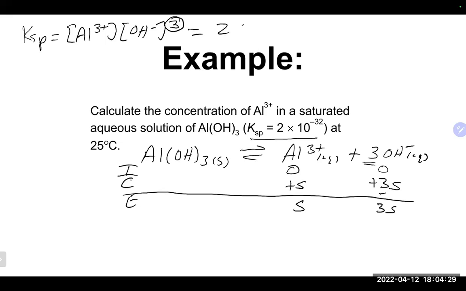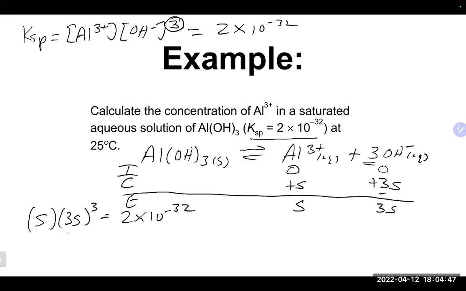I spit that out as I'm talking here. All right, so we're going to throw those things in there. That's going to give us S times 3S, which is going to be cubed, is equal to our 2 times 10 to the minus 32.